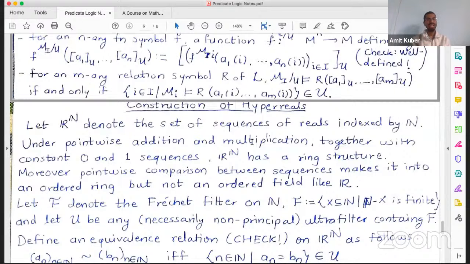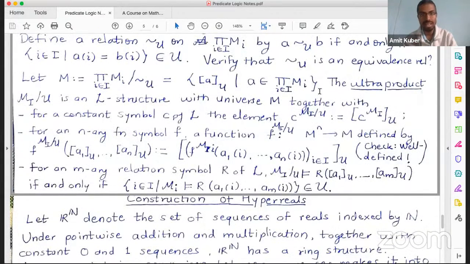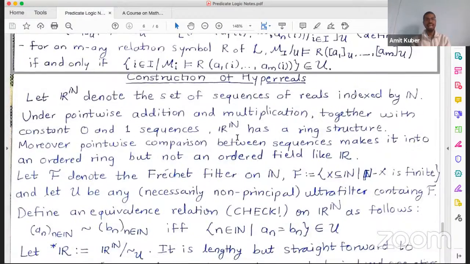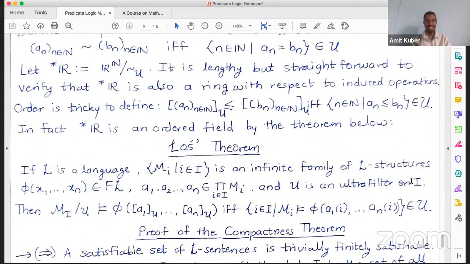The main point is that the ultraproduct that we obtain here, the product quotiented out by the equivalence relation with respect to an ultrafilter, behaves like an average of those structures. And what do I mean by that? I will just state this theorem and take questions. Suppose L is any language, M_i is an infinite family. Infinite is not really necessary here. It is a family of L-structures indexed by a set I. So capital I is a set, that is important.